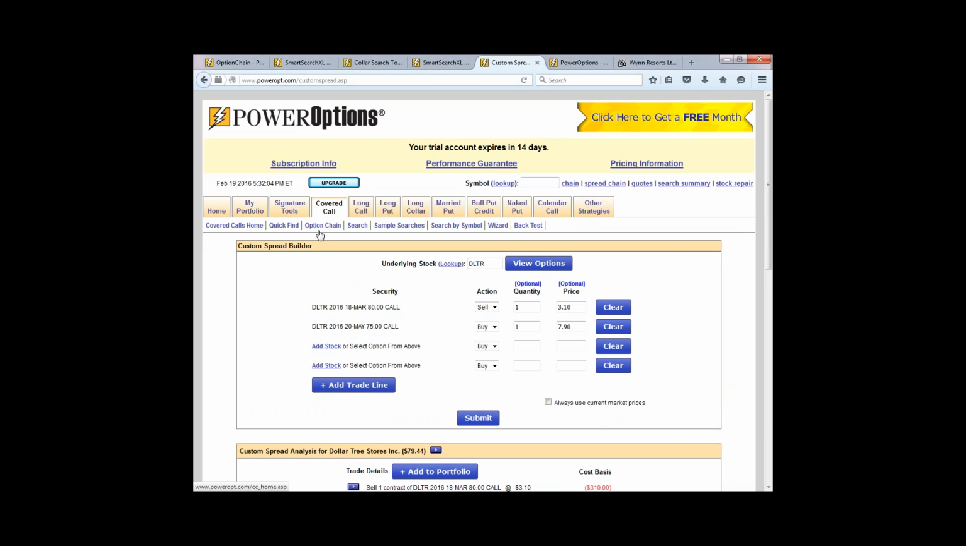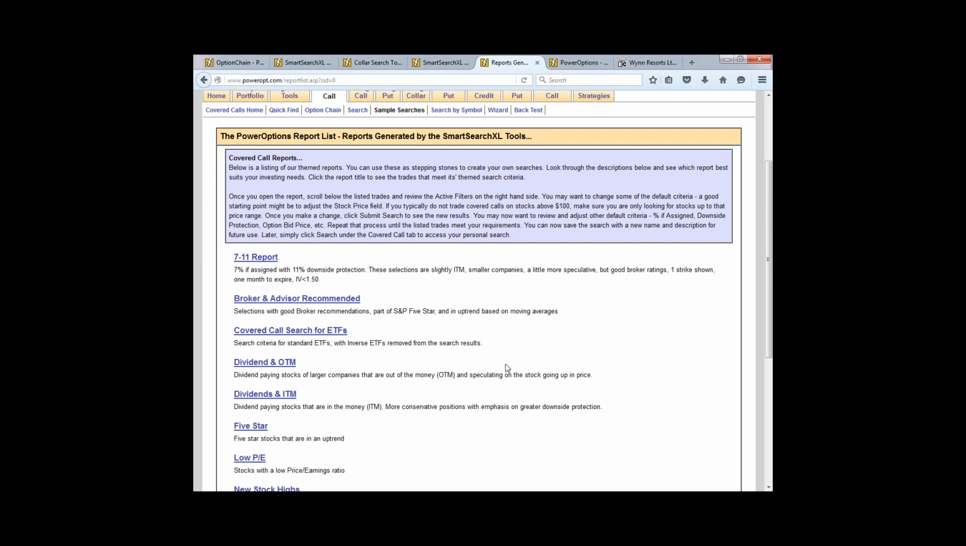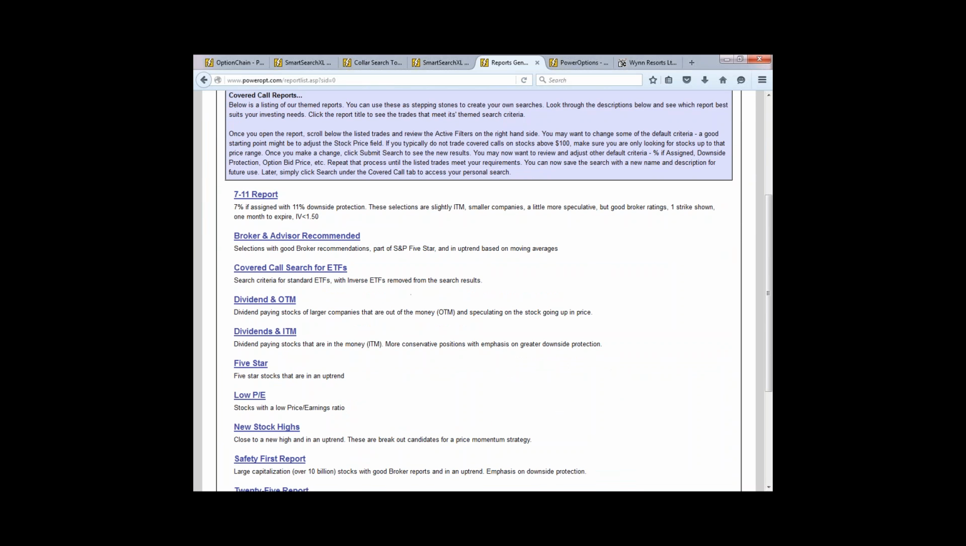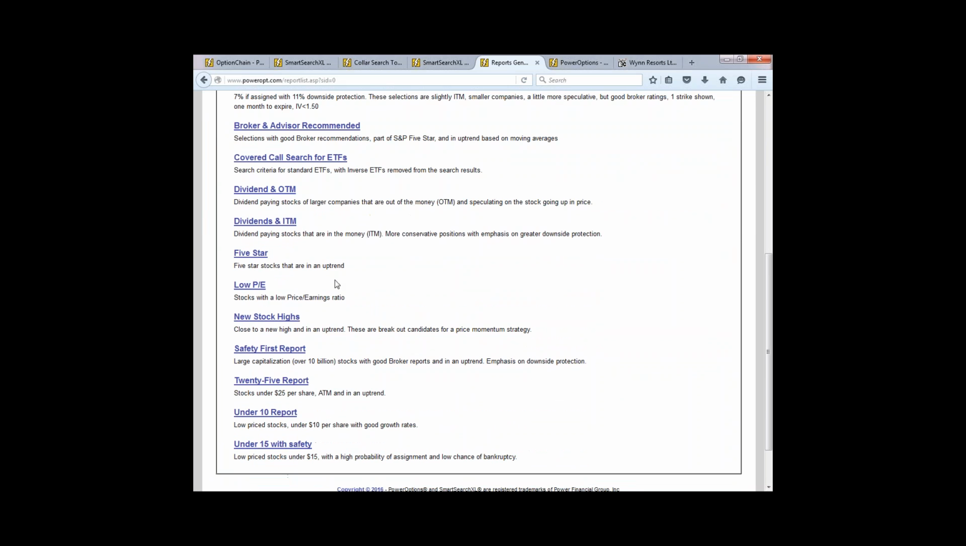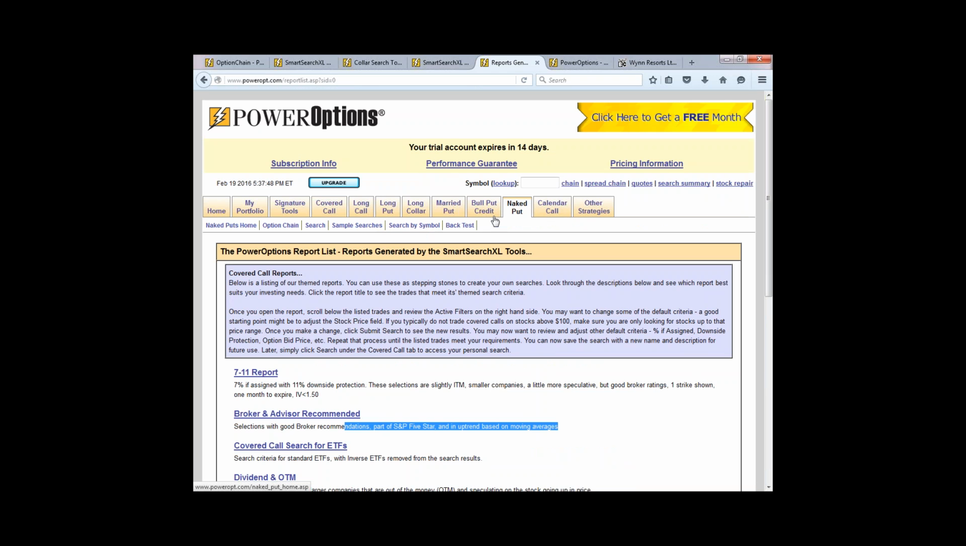Many of them have. Some of the covered call searches, I'm sorry, I clicked the wrong button there, Jim. The covered call searches such as the 7-Eleven, broker recommended, I believe the ETFs one I did some work on. The 5-star one, there's one here that Ernie and I were talking about getting rid of. I think the 5-star one we're going to get rid of because it's very similar to the broker and advisor recommended, which was tested more than the 5-star one. And that as well. The naked put sample searches, I believe, were.